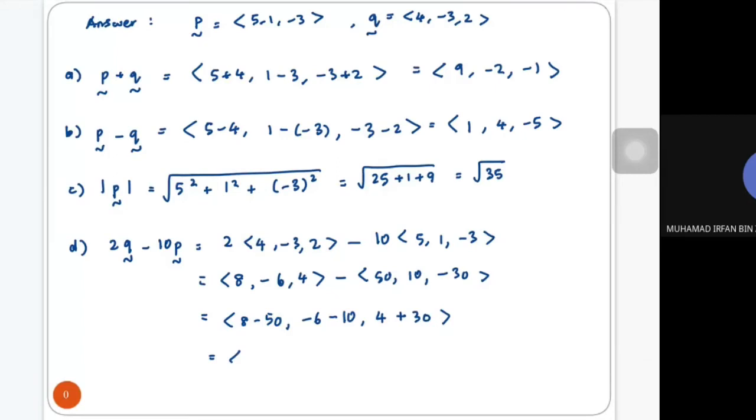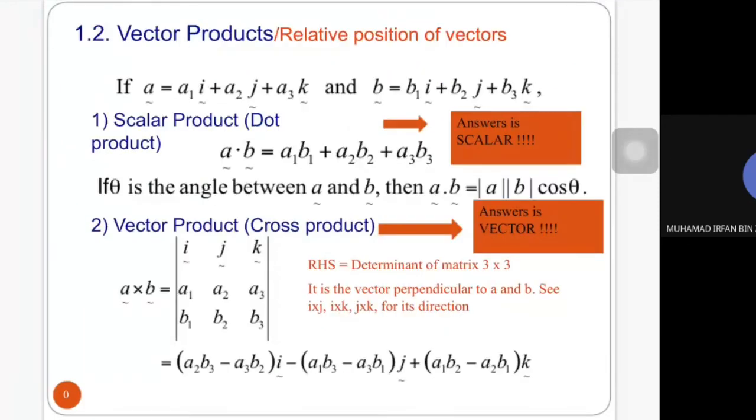So your answer will be negative 42, negative 16, 34. Okay, let's continue. Next is the vector product.